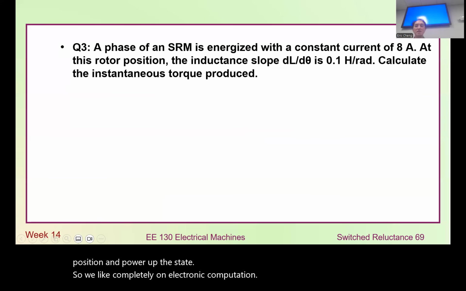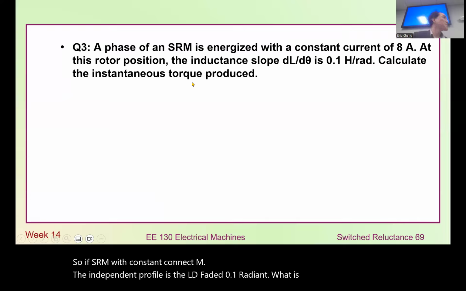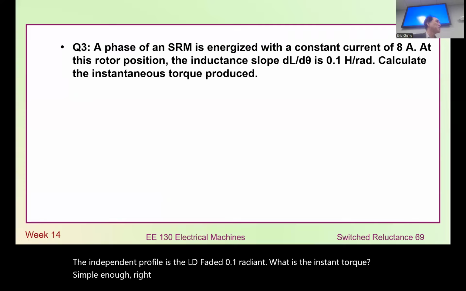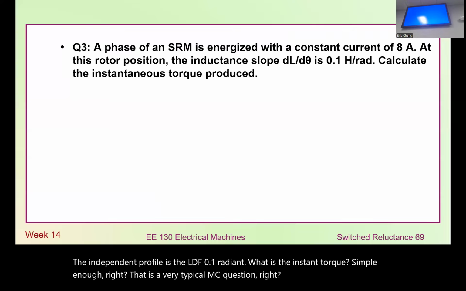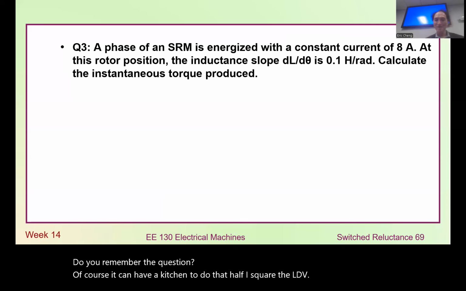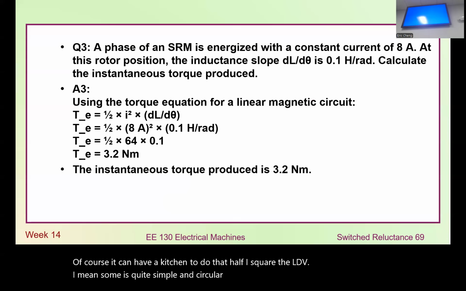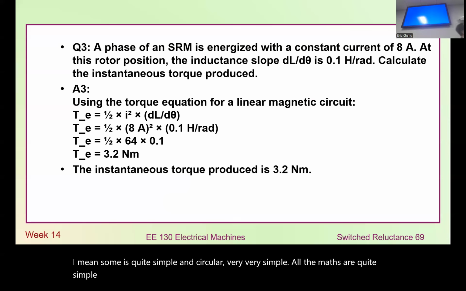So if the SRM has a constant current of 8 amps and the inductance profile is dL/dθ of 0.1 per radian, what is the instantaneous torque? Simple enough, right? That is a really typical MC question. Do you remember the torque equation? Of course, you can have a cheat sheet to do that. It's half I squared dL/dθ. The SRM is quite simple and straightforward. Very, very simple. All the math is quite simple. Just the control of the timing is complicated.